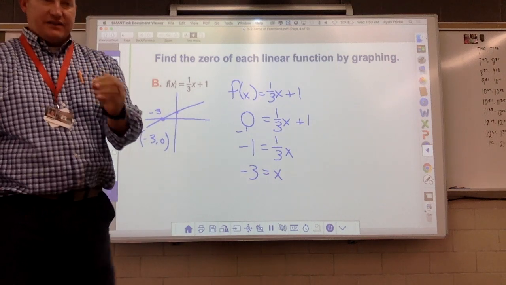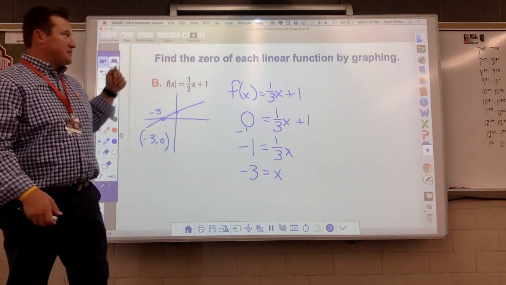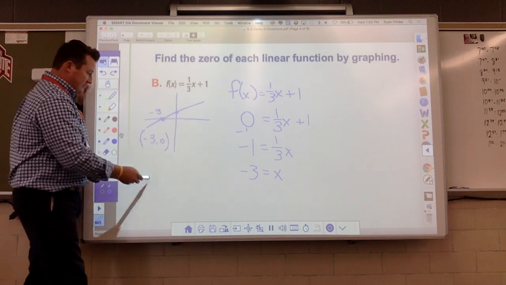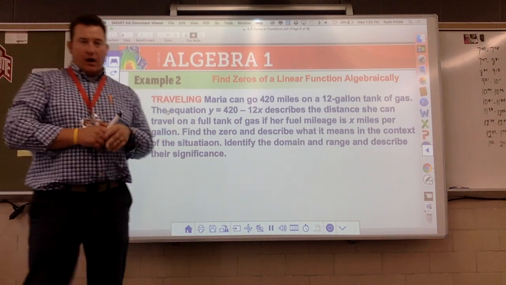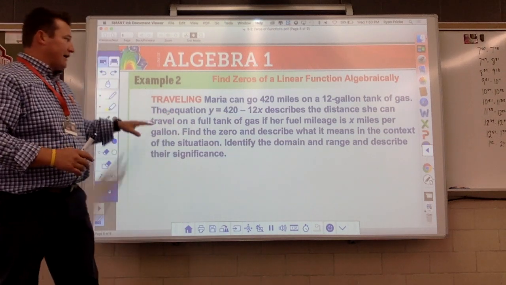All right, so that's how we find zeros. Again, we can easily type stuff into Desmos. That's not too challenging. Being able to solve them with a little bit of algebra is what we're after here.